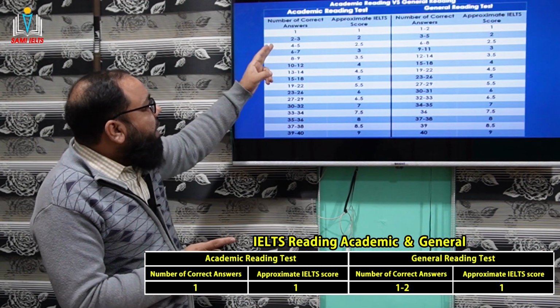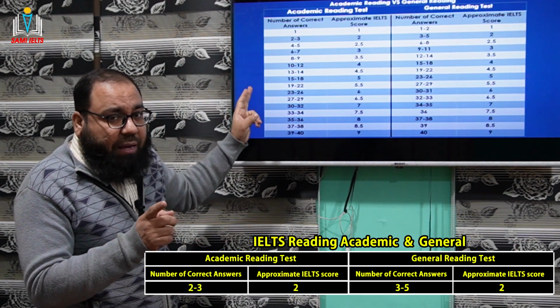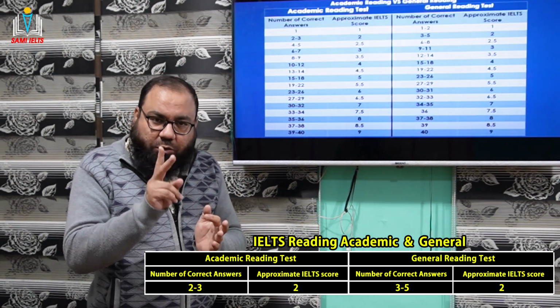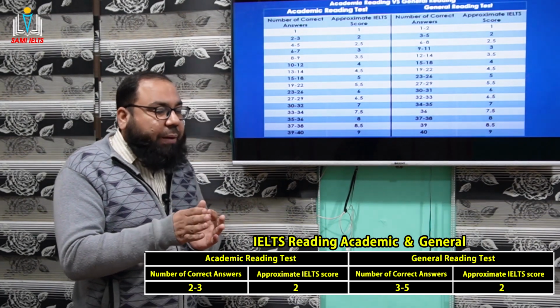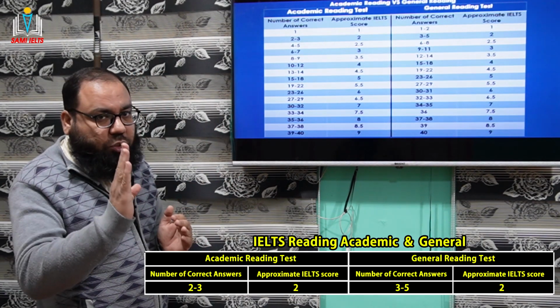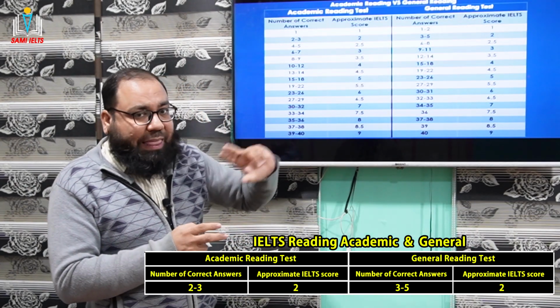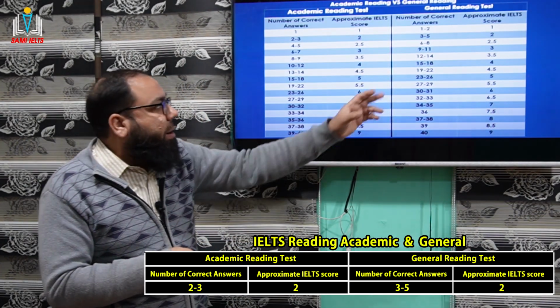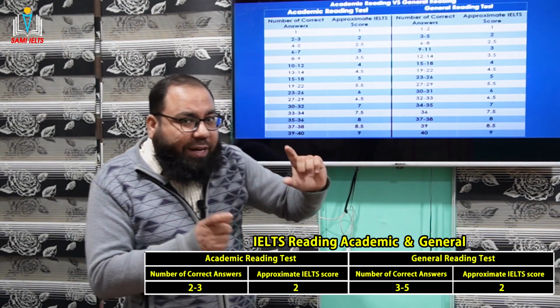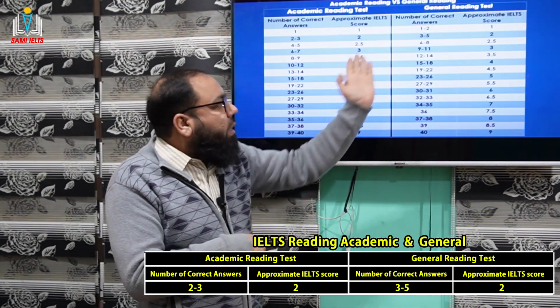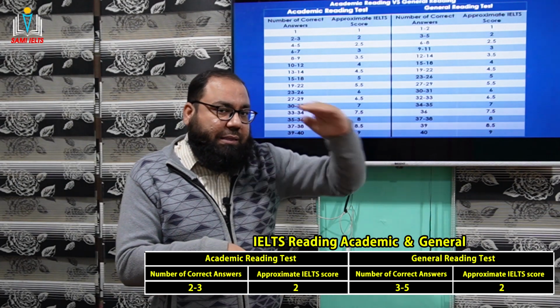But if we see academic, if you get somewhere 2 or 3, if you correct 1 or if you correct 3, you will be given straight 2 bands. Now for 2 bands, GT students, look, they will have to struggle a little bit harder and they will have to go to 3 to 5. If you correct 3, 4 or 5, then you would be able to get 2 bands in this case.